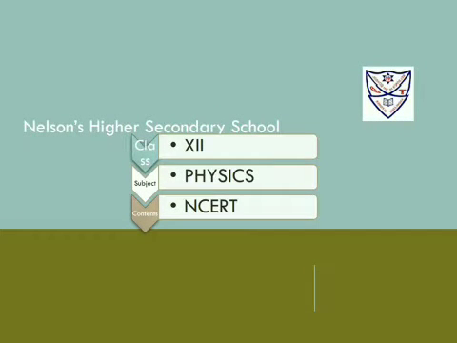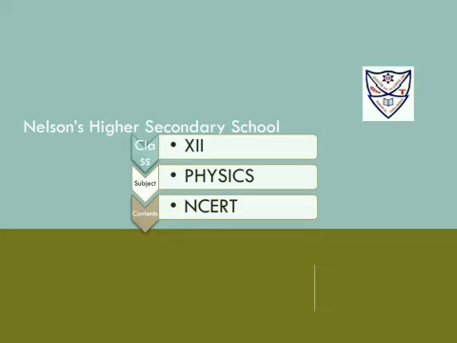In this video, we are going to learn about atoms and nucleus, 12th standard physics, NCERT. First of all, before starting the topic, you should know that this is an important chapter from the exam point of view and the understanding point of view also. So now let us just start and understand this chapter.